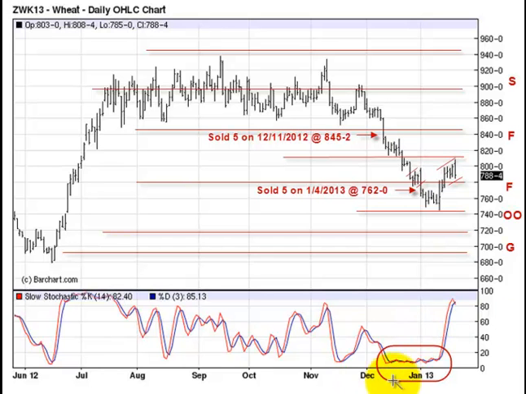And we also noticed our stochastics was flat, meaning that the market was very oversold. So we were going to expect a bounce at some point in the market. But we decided to put an open order in to sell 5 more on a break below 770. The market did break below 770. We got filled on 114 at 762.